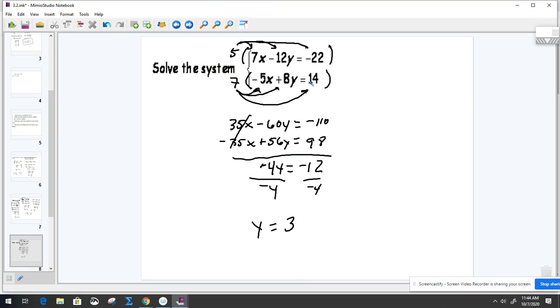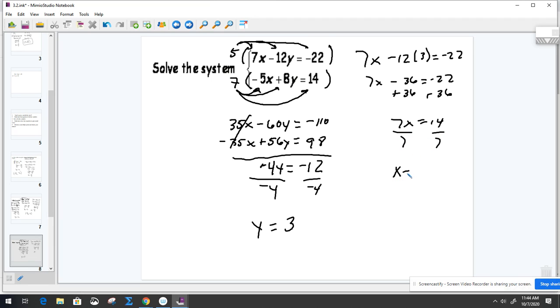Now, you can plug it into any one of these 4 because they're all the same, but the original equations have smaller numbers. So I have 7x minus 12 times 3 is equal to negative 22. 7x minus 36 equals negative 22, just solving for x here. Plus 36 gives me 7x equals 14, divide by 7, and I get x is equal to 2.